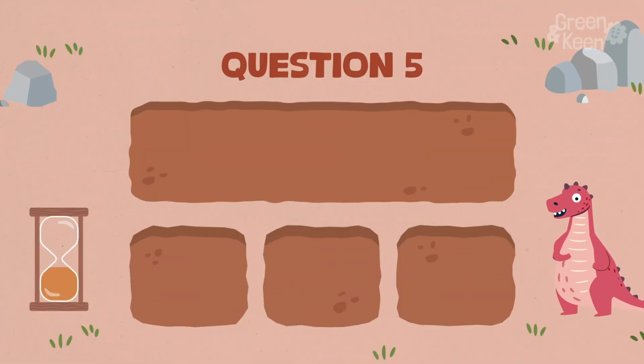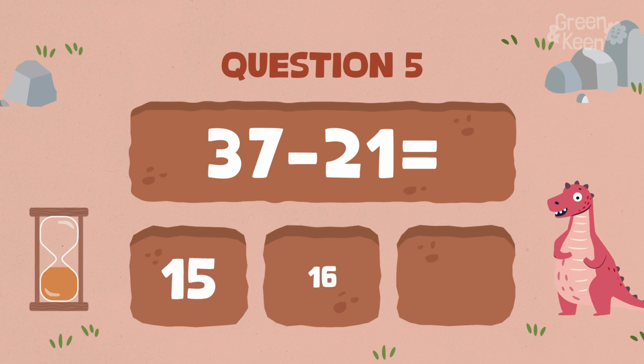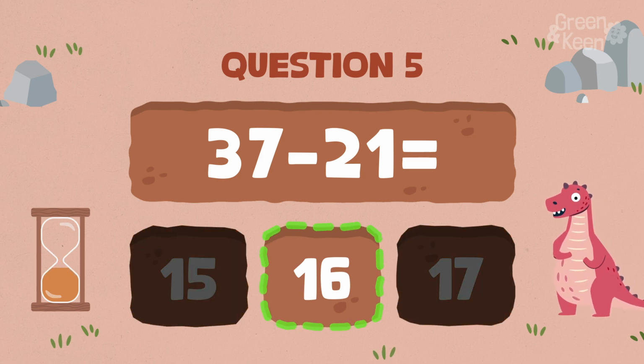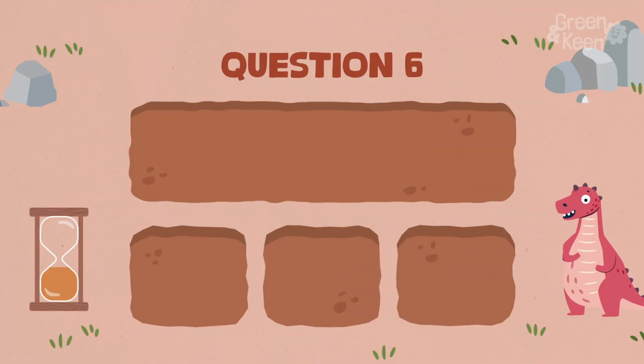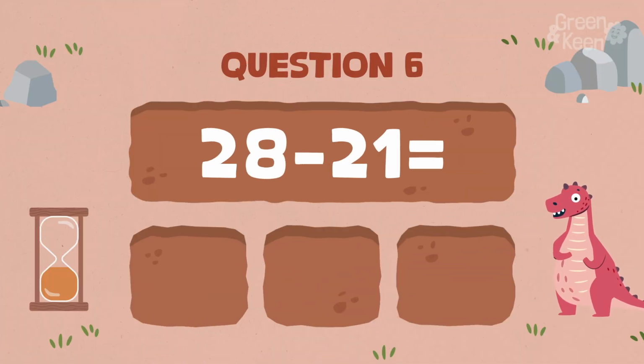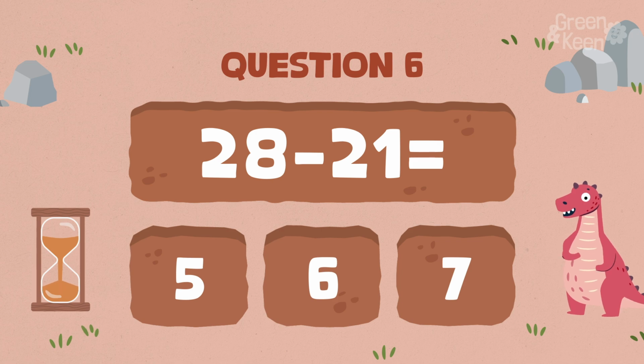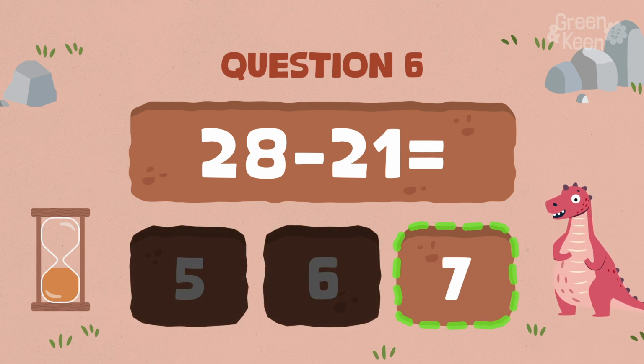Question number 5. 37 minus 21 equals... The answer is 16. Question number 6. 28 minus 21 equals... The answer is 7.